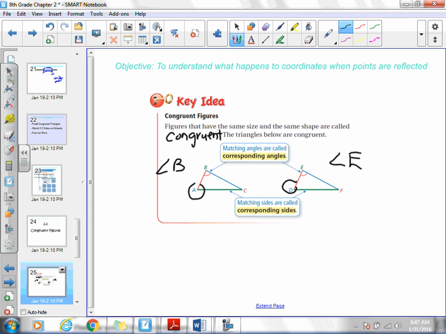If you stack those triangles on top of each other, they would match up with each other. Angle A and angle D are corresponding angles. Angle C and angle F are corresponding angles. And in the same way, corresponding sides are the sides that, if you put the triangles right on top of each other, would match up. So one set of corresponding sides is AC, right? We could say AC corresponds to DF.